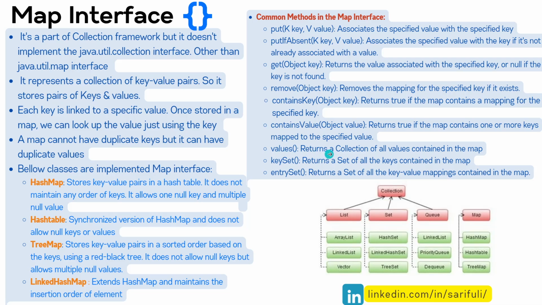Then values returns a collection of all the values contained in the map. Then keySet, which is a very important method, returns a set of all the keys contained in the map. entrySet returns a set of all the key value mappings contained in the map. There are a few other methods you will find, but these are the ones we use most frequently in day-to-day map handling scenarios.